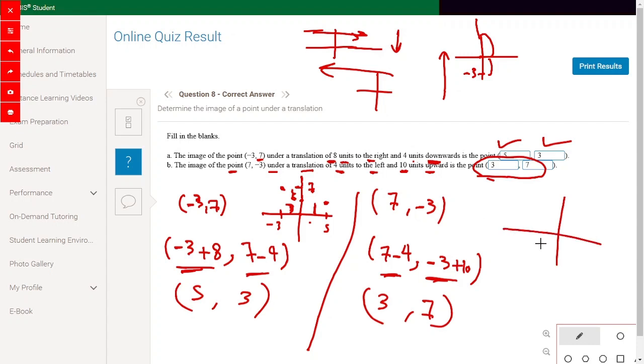If we draw the coordinates here, it was 7 and minus 3. So this is 7 and minus 3, for example, here. Now it will translate 4 units to the left. 4 units to the left, so I stopped on 3. And here it is saying 10 units upwards, so from minus 3 I move 3 units, then I go to 7 here. So the new point will be here, which is 3 and 7. Okay.